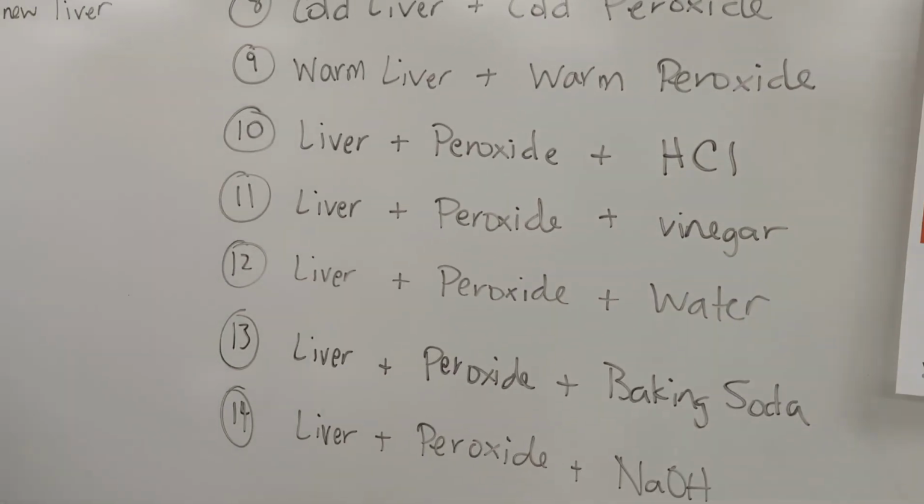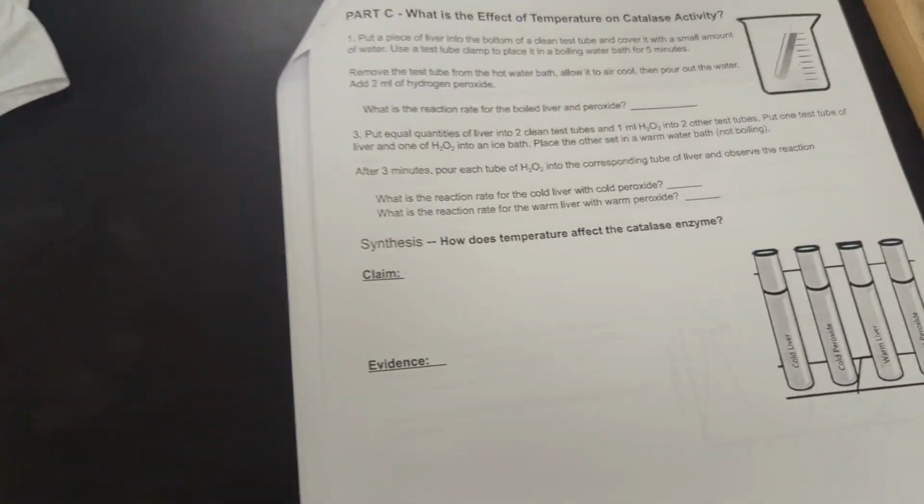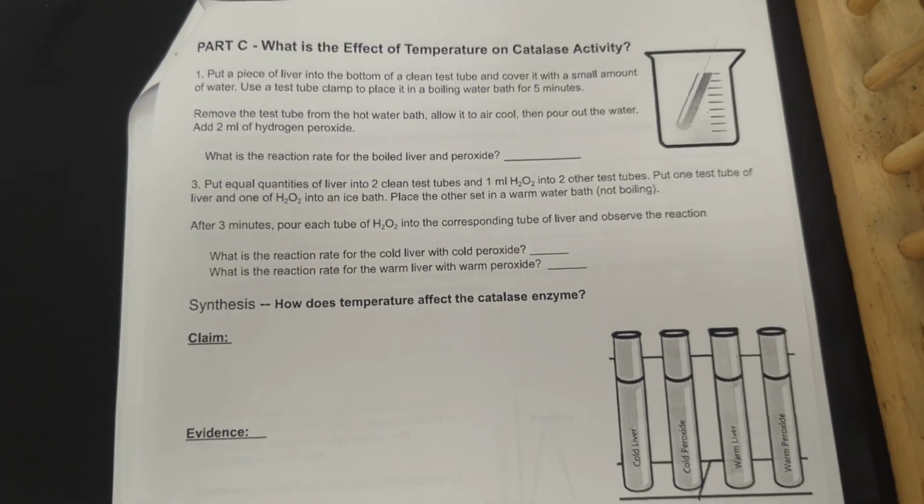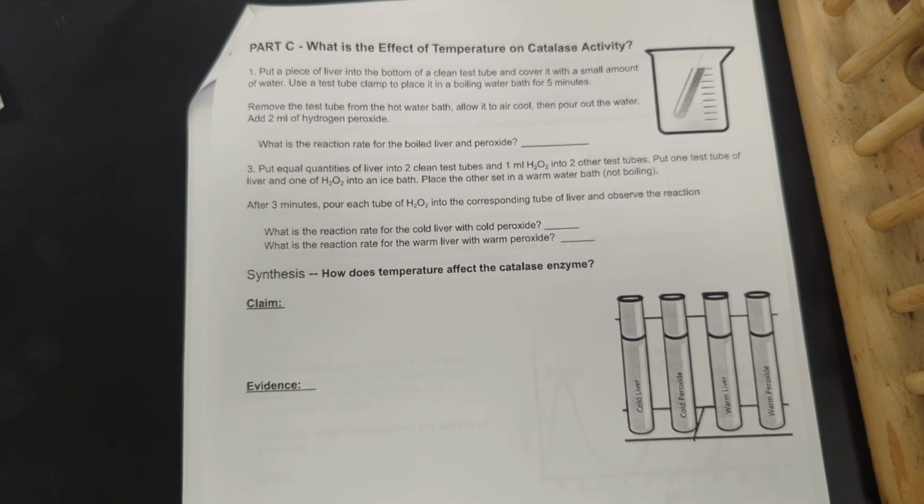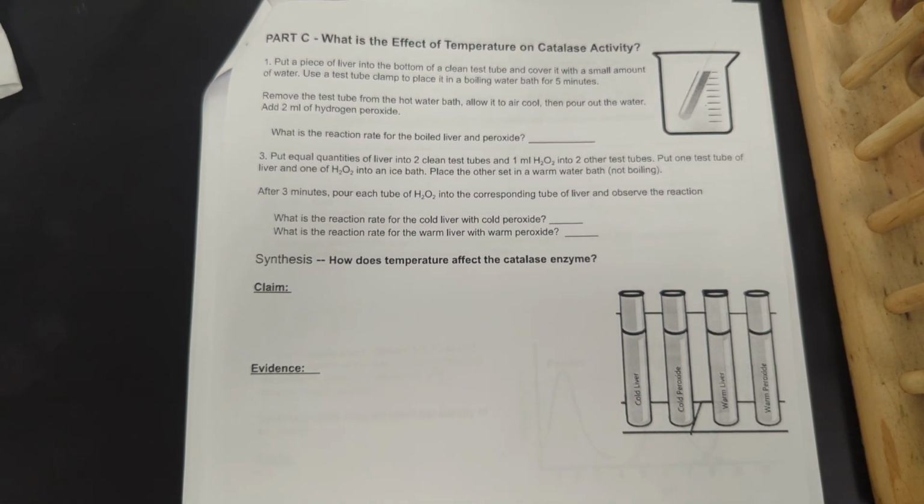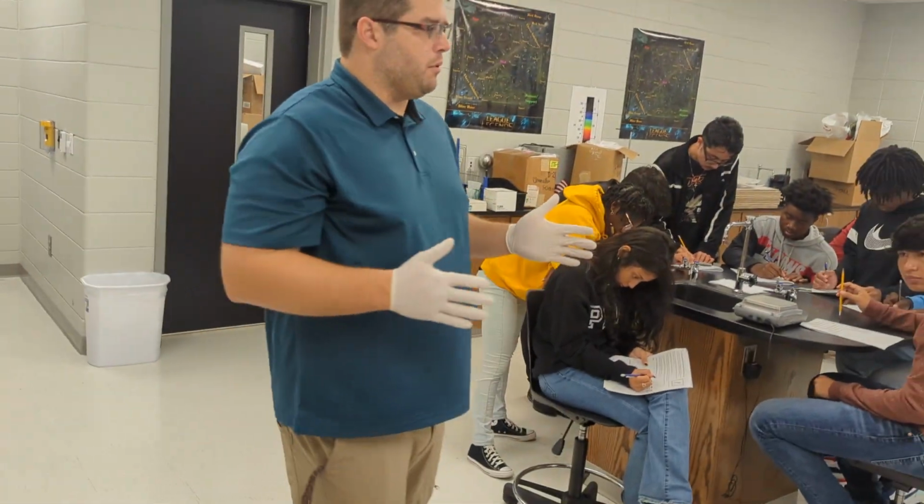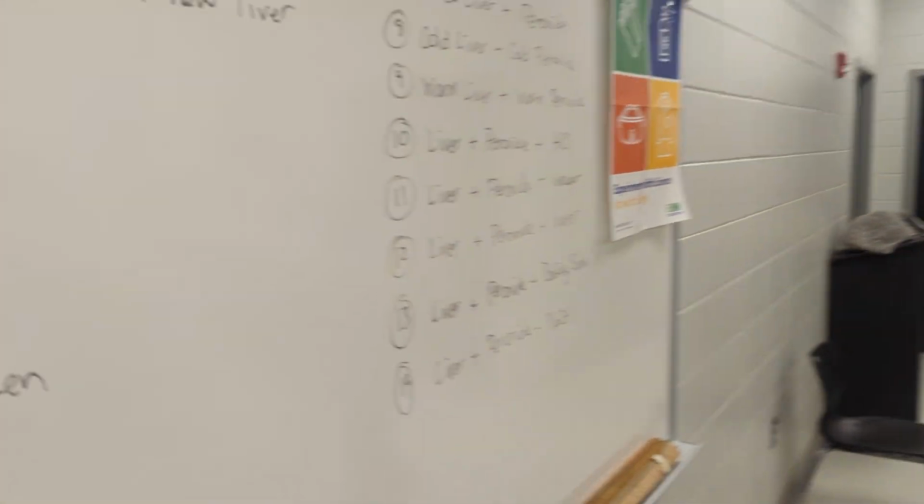Next part, for part C, the synthesis. How does temperature affect the catalase enzyme? Remember, you got 3 things to look at. The boiled liver with room temperature peroxide. Then we took cold liver, cold peroxide. And then warm liver, warm peroxide.